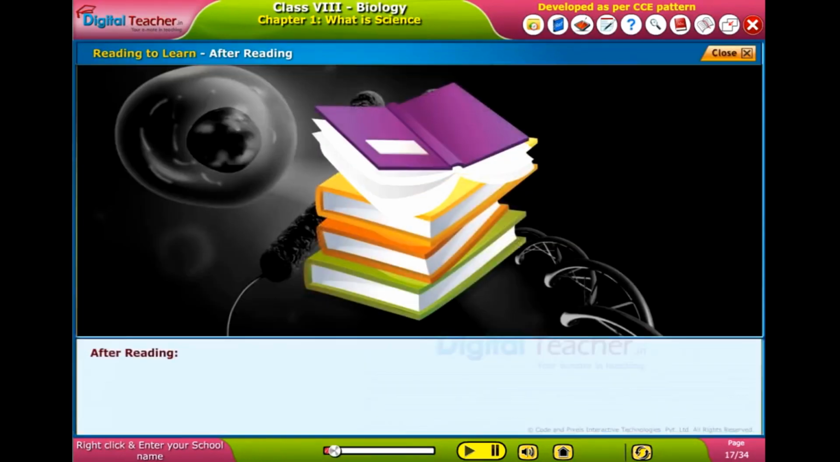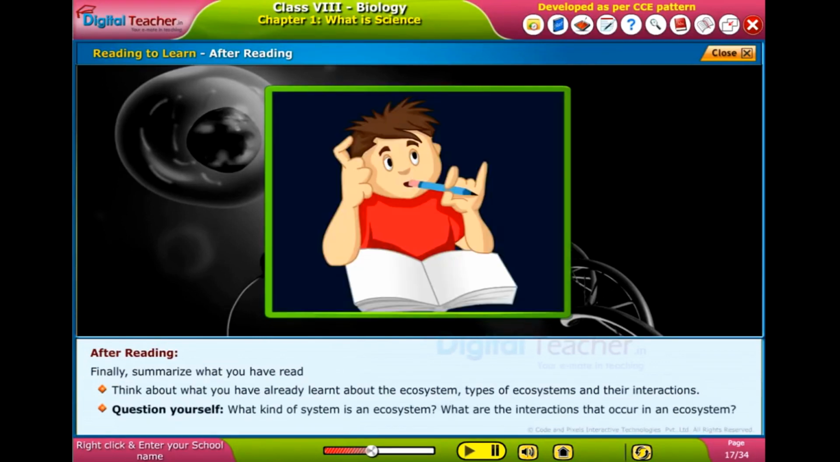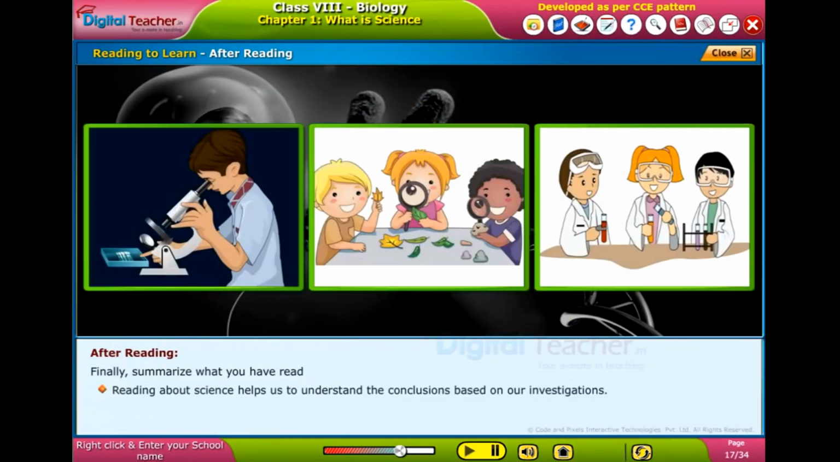After reading. Finally, summarize what you have read. Think about what you have already learned about the ecosystem, types of ecosystems, and their interactions. Question yourself. What kind of system is an ecosystem? What are the interactions that occur in an ecosystem? Reading about science helps us to understand the conclusions based on our investigations. Now, let us learn about the other scientific method, writing to communicate.